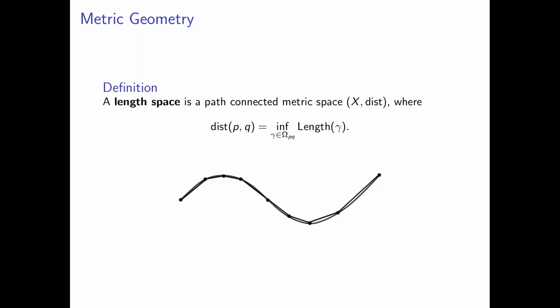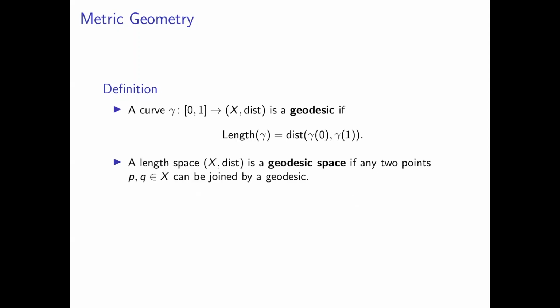We will work with length spaces, and now we have a special type of curves called geodesics. A curve is a geodesic if its length is the distance between its endpoints. You can think of it as really the shortest curve. For us, the geodesic will always be the shortest curve. This is slightly different from the term in Riemannian geometry, where you can have geodesics that are not globally minimizing. Here, every geodesic minimizes the distance.